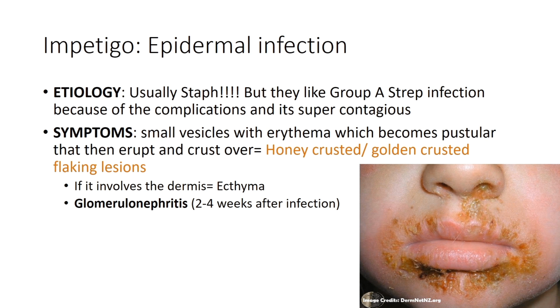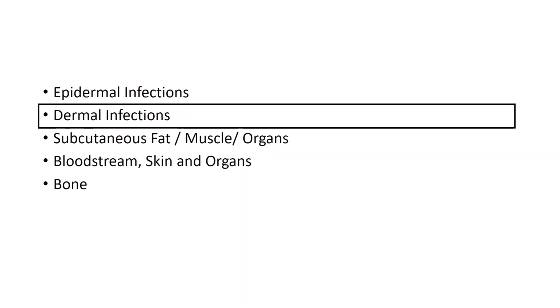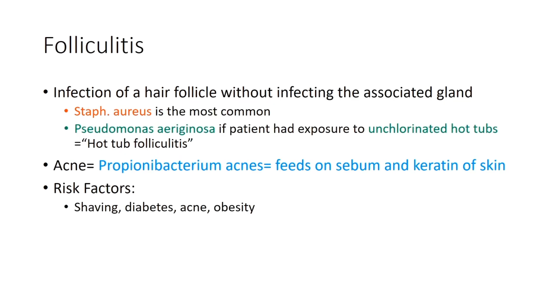So presentation is small vesicles with erythema. They usually become pustular, and then they pop open and crust over. We call this our honey-crusted or golden-crusted flaking lesions, and it looks just like this kid presenting down here. So now a little bit more about our dermal infections. We know that in our epidermis and our dermis, we have our hair follicles that progress all the way through into the dermis and sometimes even into the hypodermis.